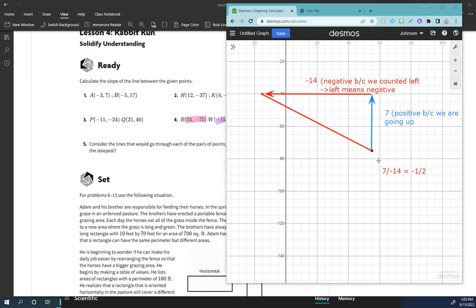If I count this up, I go up 1, left 2, I hit a point. Up 1, left 2, I hit a point. Conversely, I can go down 1, because some of you are saying, but Ms. Johnson, that negative 1 is negative, so doesn't that mean you go down 1? Yeah. So go down 1, right 2, down 1, right 2. It's still the same thing.